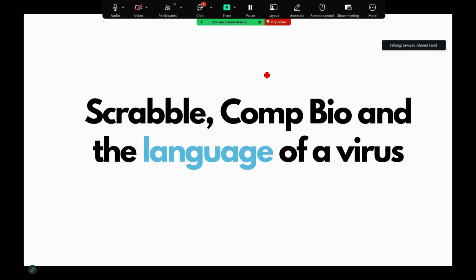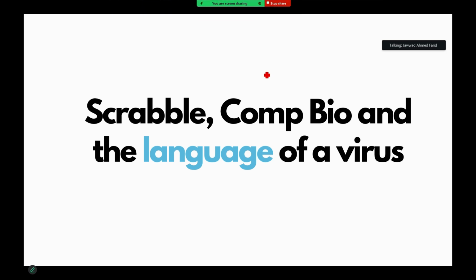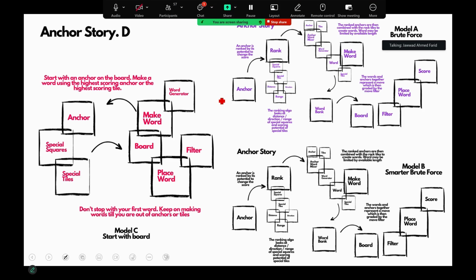The big question is, what is the common theme? We've always looked at themes and intersecting themes. What is the common thread between Scrabble, computational biology, and the language of a virus? So what are the different stories in Scrabble, right?